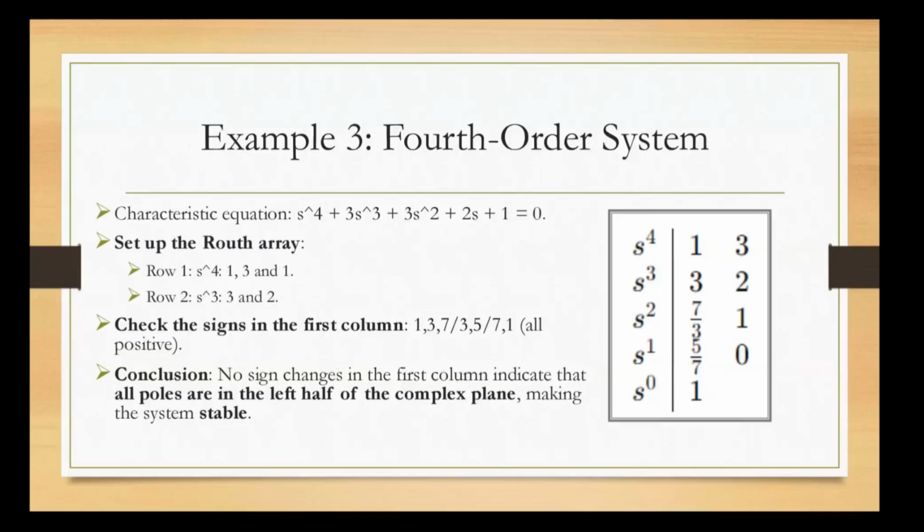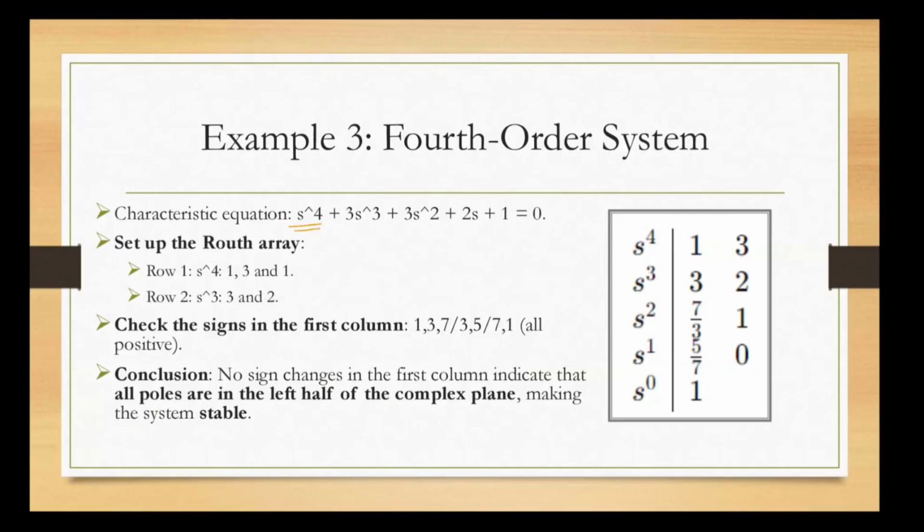So this is a fourth order system. We have s raised to 4 plus 3s cube plus 3s square plus 2s plus 1. We will fill up the first two rows of the Routh table. Since the coefficient of s raised to 4 is 1, we fill up 1, and then the alternating terms 3 and 1. And s cube is 3, so here we have 3 and 2. These are the first two rows.